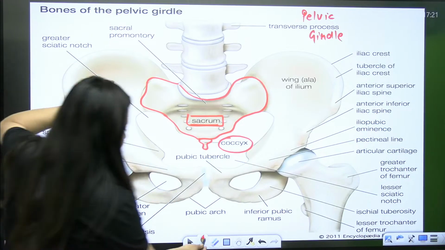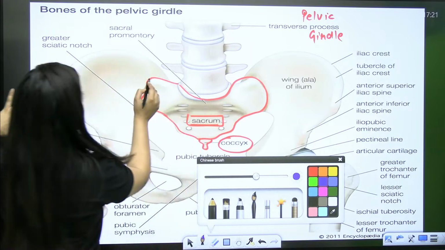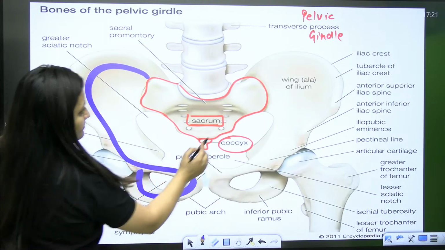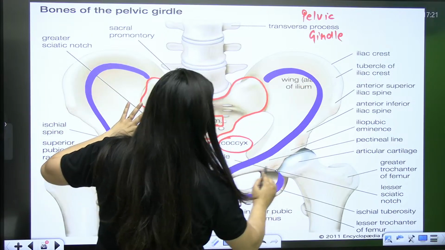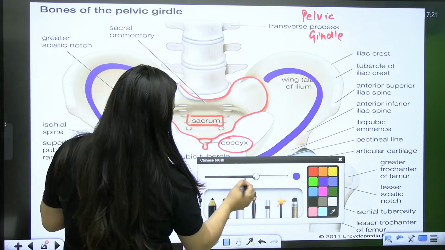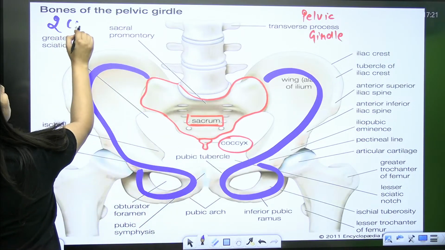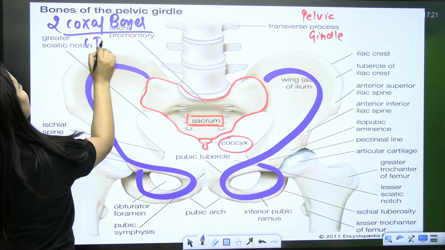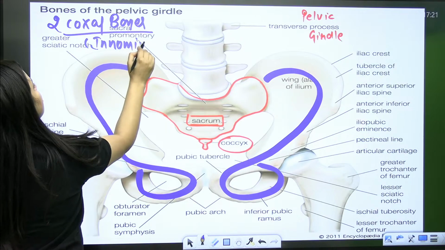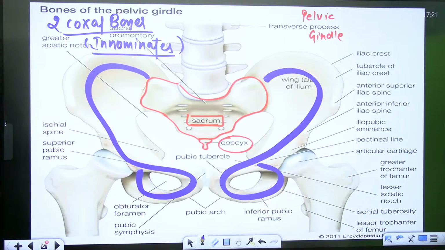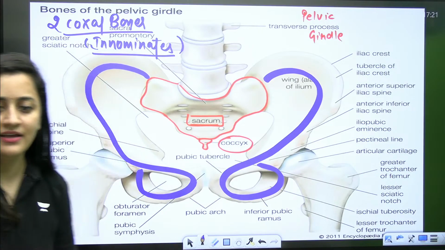Okay, so when you look at this pelvic girdle, which is wider in the case of females, see this part? These are 2 coxal bones here. These coxal bones are also known as innominates. For coxal bones, you can also use the word innominates.